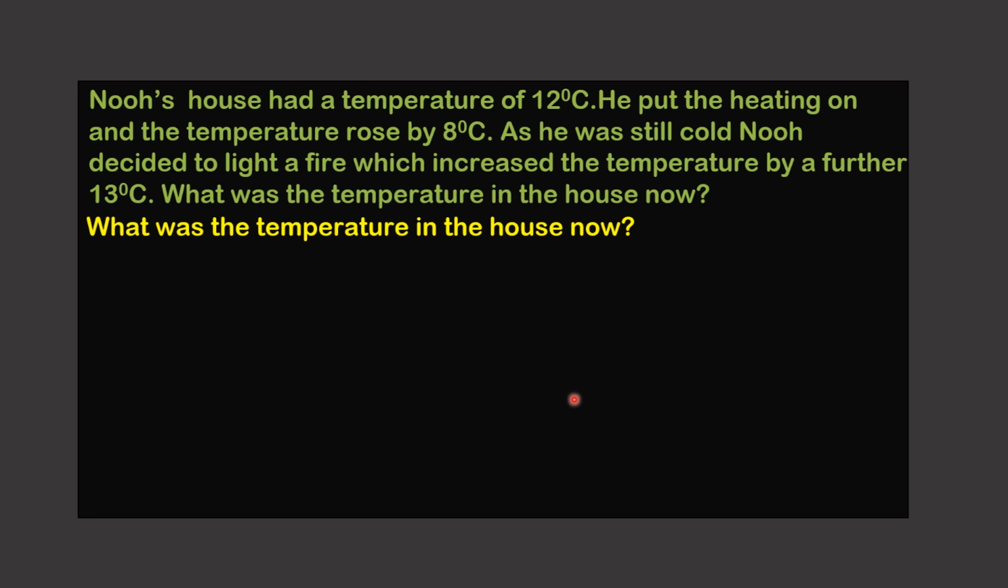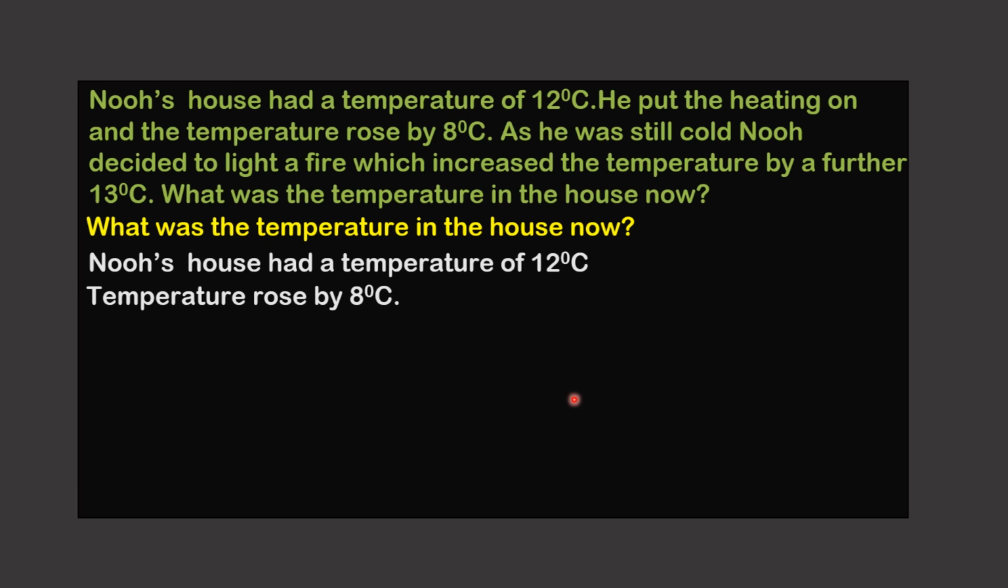So in order to find that, from the question we know that Noor's house had a temperature of 12 degrees Celsius, isn't it? And also we know the temperature rose by 8 degrees Celsius. So in order to find the temperature, we have to add the two numbers, isn't it? Why are we adding? Because we know the temperature rose, so that means the temperature went up. Went up means we will be adding, isn't it? So we are adding the 12 and 8. So we will say plus 12 and plus 8 will be adding.